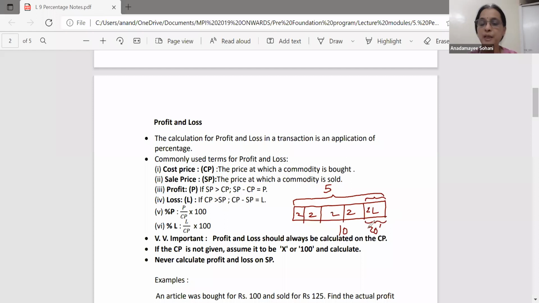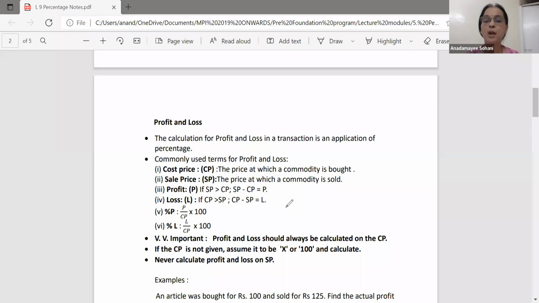Please understand, look at this part of the video several times and inculcate this habit of train making. You will be able to skip so many calculations. This is a very important and a very different way of doing profit and loss.